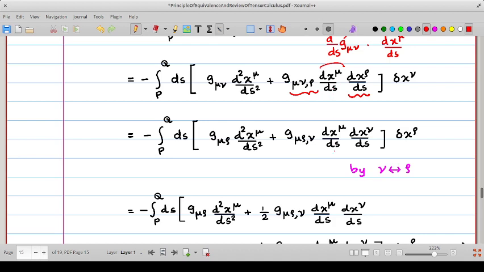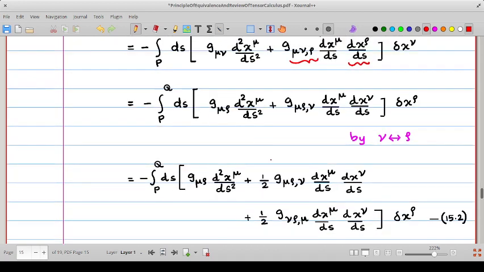Now I have dx mu by ds, that is this. Now dx rho by ds becomes dx nu by ds, and this factor delta x nu becomes delta x rho. But then nu has to be changed over here also. So this becomes g mu rho, that is this one, times d square x mu by ds square. Now if I interchange mu and nu, this term becomes the following.